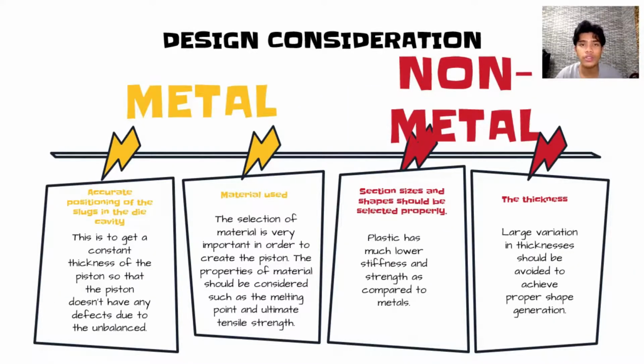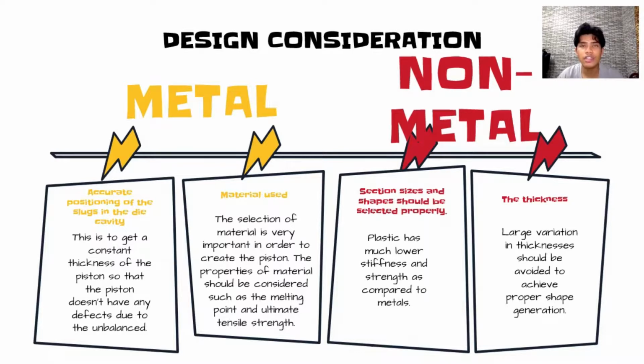Next, we are going to talk about the design considerations for the metal and non-metal forming processes. In the metal forming process, there are two considerations that we can make. The first one is accurate positioning of the slugs in the die cavity. This is to get a constant thickness of the piston so that the piston does not have any defects due to the imbalance.